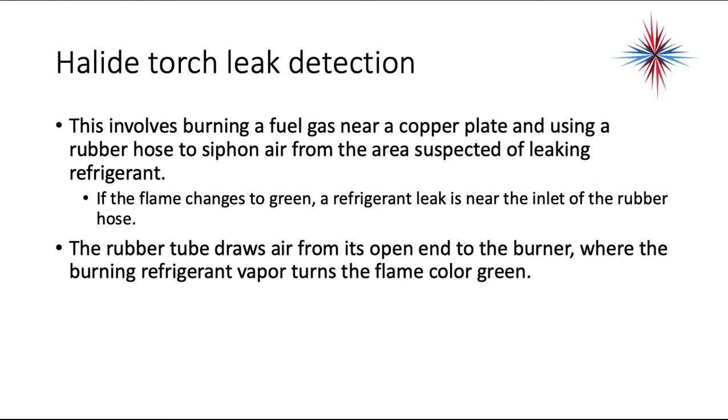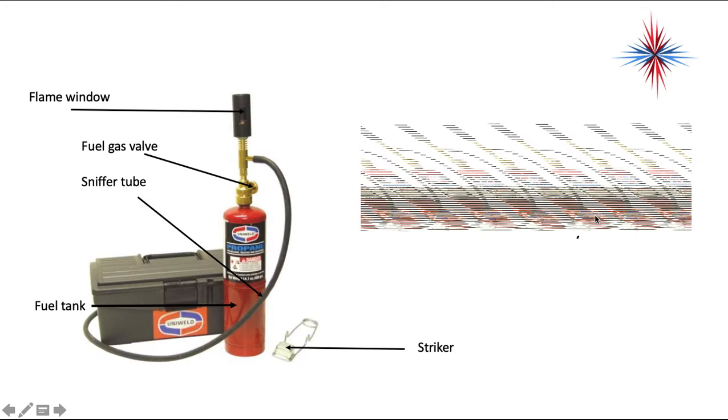Halide torch leak detection involves burning a fuel gas near a copper plate and using a rubber hose to siphon air from the area suspected of leaking refrigerant. If the flame changes to green, there's a refrigerant leak near the inlet of the rubber hose. The rubber tube draws air from its open end to the burner, where burning refrigerant turns the flame green. This is an example of a halide torch kit. We don't use these very often anymore because of the possibility of explosion around some of the refrigerants, and the fact that electronic leak detectors have become much more popular.